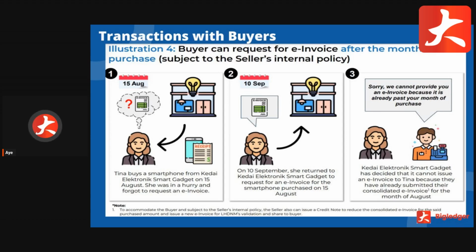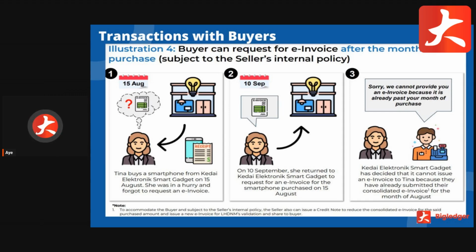Then illustration 4 is where the buyer can request an e-invoice after the month of purchase, but this part is subject to the seller's internal policy. For example, Tina purchased the smartphone on 15th August, but next month, maybe on 10th September, Tina realized that she needs the e-invoice for a claim or submission to her company. Maybe her company requested it.